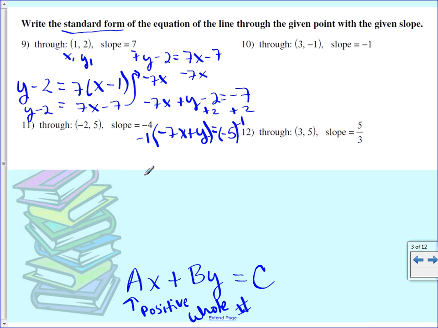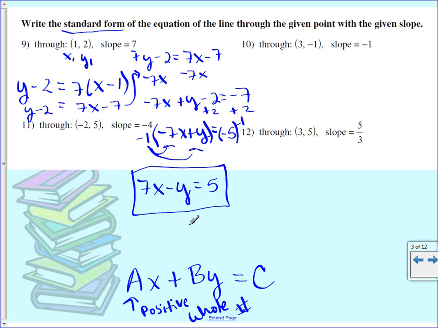I'm sorry that I'm running out of space. So I end up with a negative 1 times negative 7, which is a positive 7, and a negative 1 times a y, which is a negative y, and negative 5 times a negative 1 gives me a positive 5. Okay? So this is the answer for number 1. Or, I'm sorry, number 9.